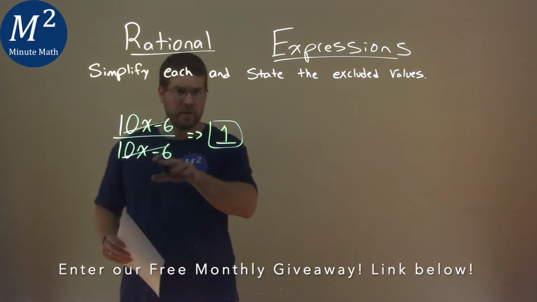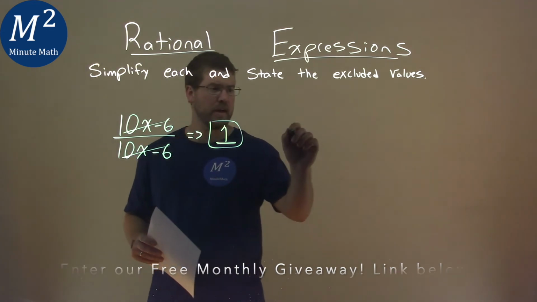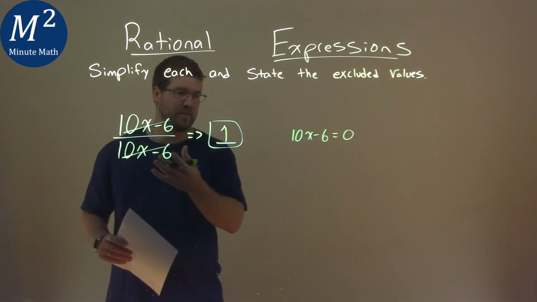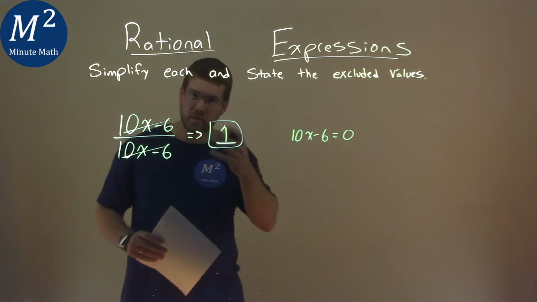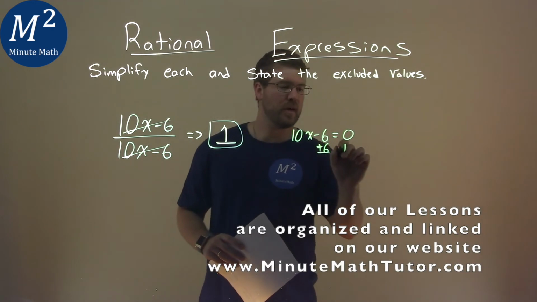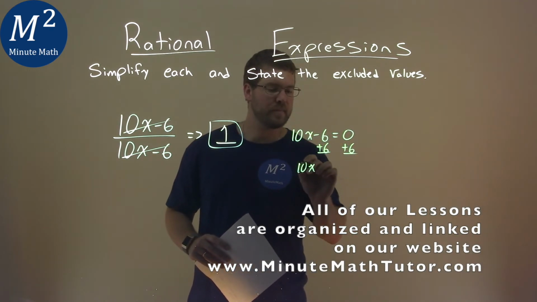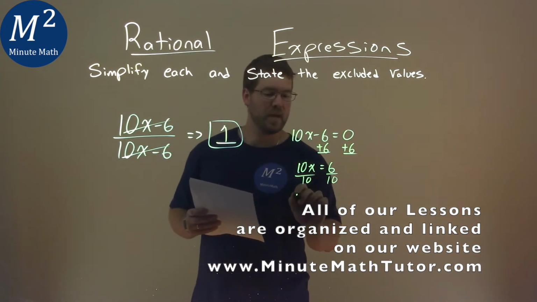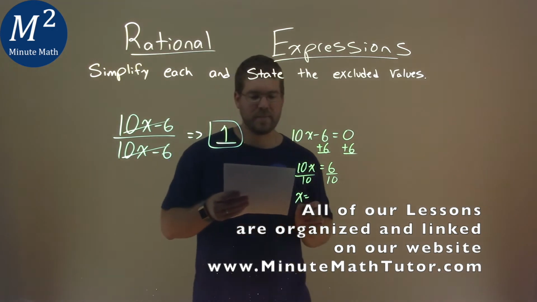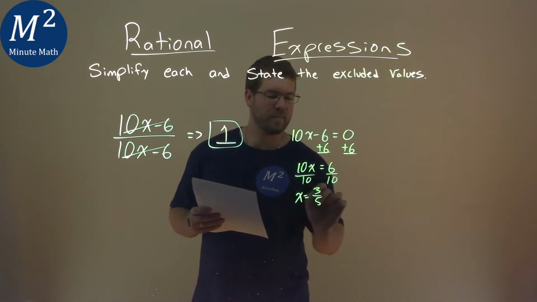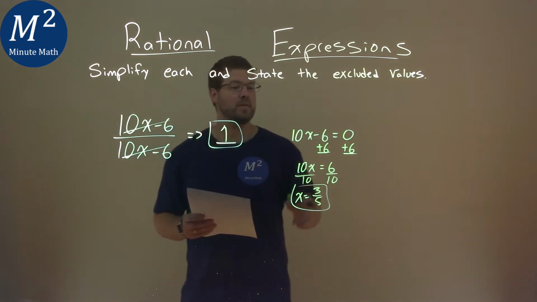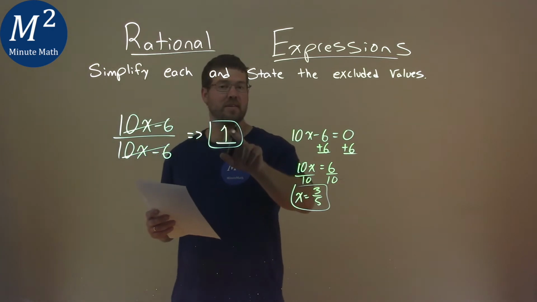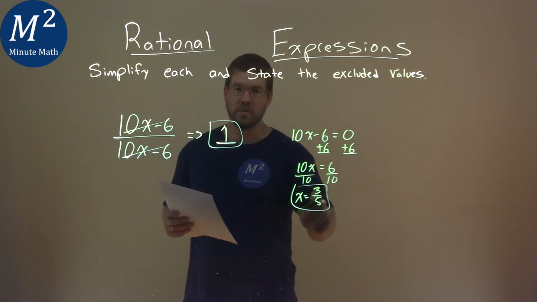So we take our original expression and we look at the denominator, 10x minus 6, and we're going to see when that is equal to 0. We can't divide by 0, so we're trying to find when our denominator is equal to 0. We add a 6 to both sides. We have 10x equals a positive 6. Divide both sides by 10, and we have x equals, well, 6 divided by 10 is 3/5. And so the excluded value here is 3/5. And our simplified answer, again, is 1. So be careful. This is the simplified answer, and 3/5 is our excluded value.